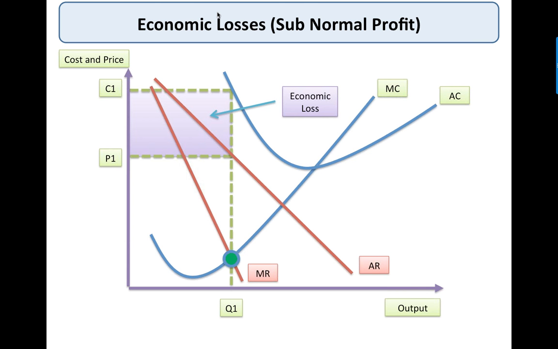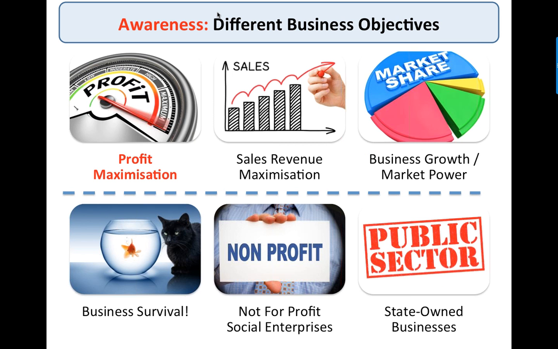But actually, loss minimization is also achieved at the point of profit maximization. It's just the result of where the cost and revenue curves are. So we're going to move into the next section. This is looking at the different alternative objectives of firms.